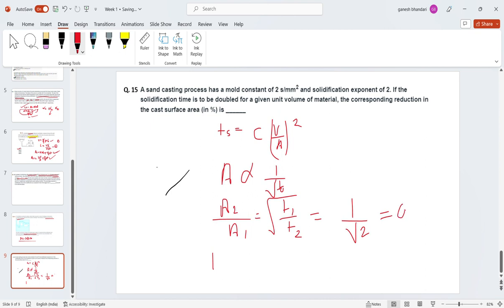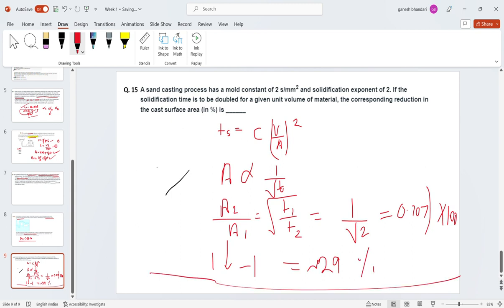So whatever this value is, it is around 0.707. When you do minus 1, you will get (A2 minus A1) divided by A1. It will come around minus 0.29, and then multiplying by 100 for calculating the percentage, it will be around 29%. So this is the answer. I think it is clear. It is not tough. Okay.